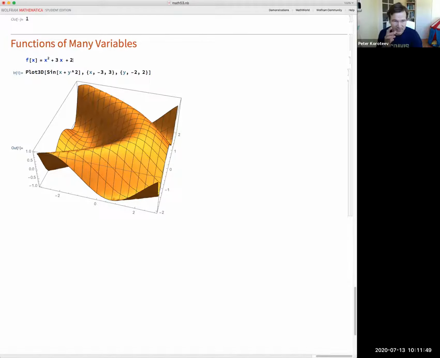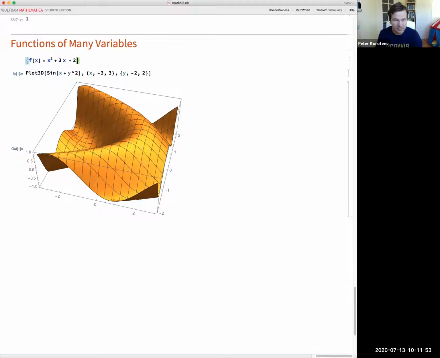Another example: g of x is equal to exponential of x minus 10. So we studied a lot of these functions, in particular differentiable functions or continuous functions. And now we'll go one step further. We'll add more variables.